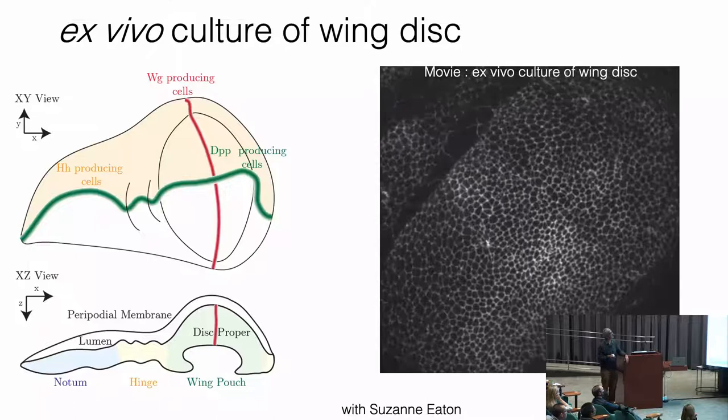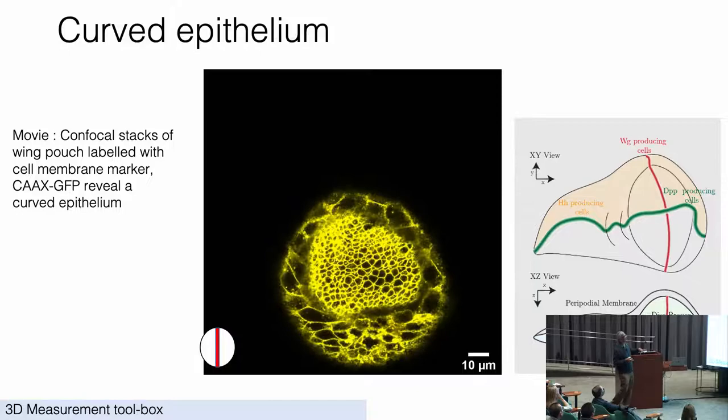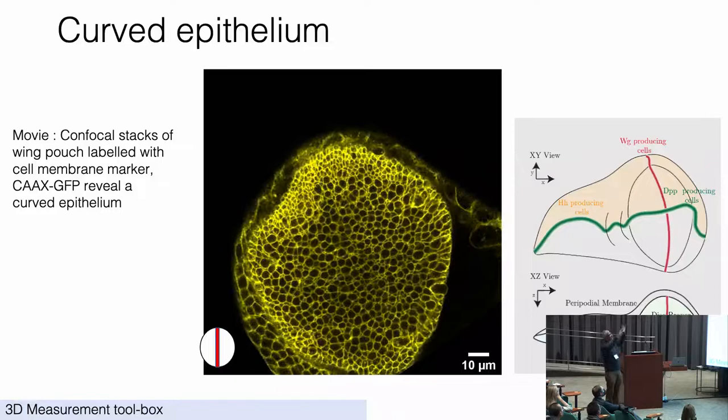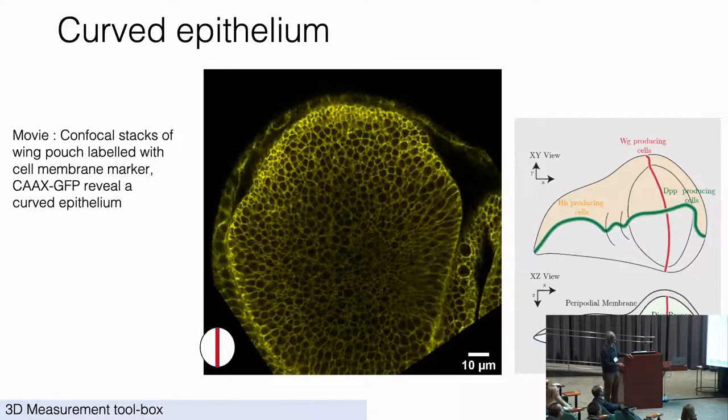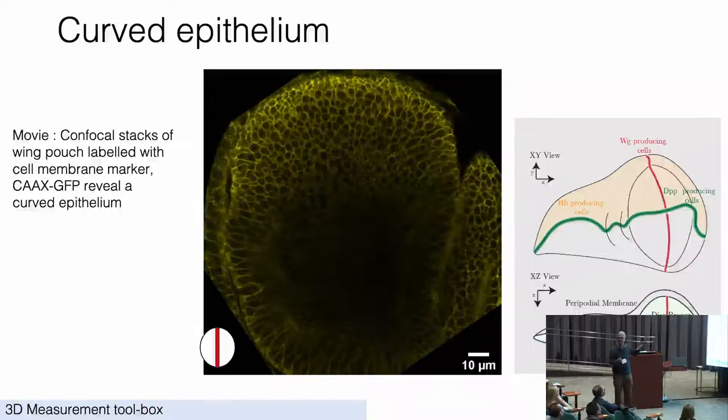And here is a Wingless morphogen. Here is a marker of a membrane that shows us, in fact, how complex and convoluted this structure is. It forms a little bubble at the cell on the surface. And if you actually squash the whole thing, the entire process gets disrupted.